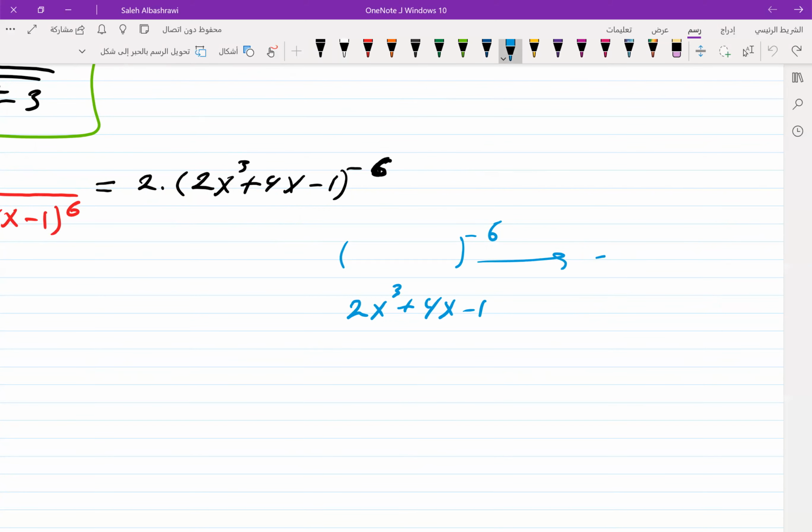This will give me minus 6 multiplied by bracket to the power minus 7. Just minus 1 there. Minus 6 with minus 1 will give me minus 7. The derivative of 2x^3 is 6x^2, plus 4. So the derivative of this function will be the product of the derivatives.